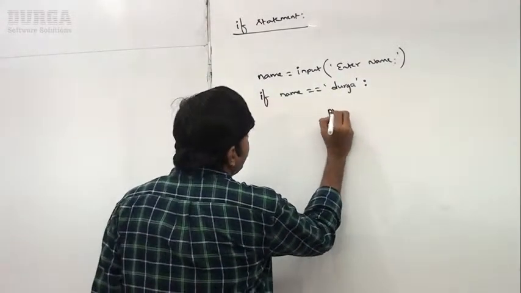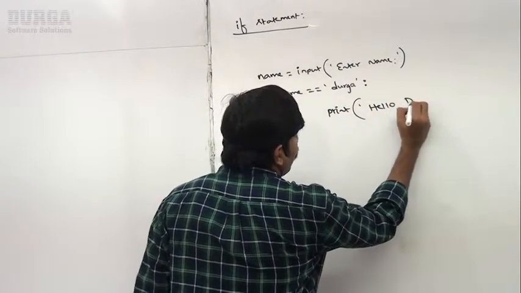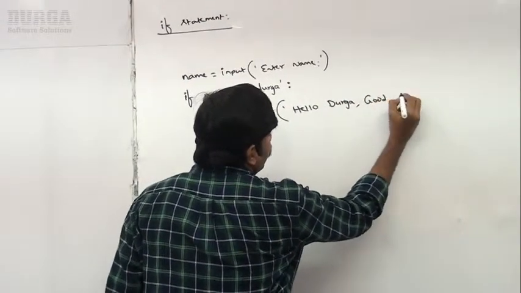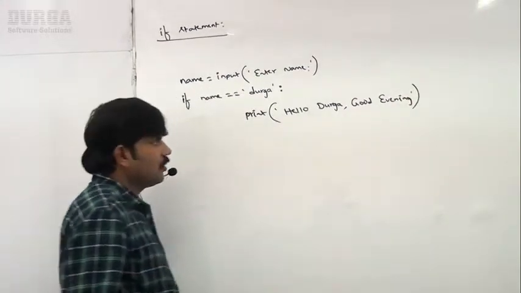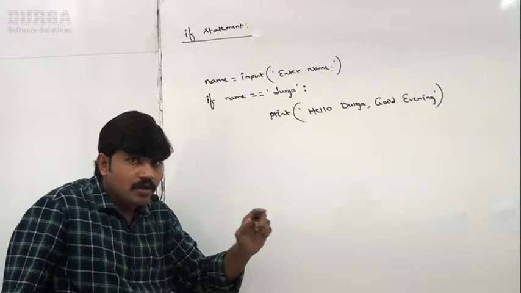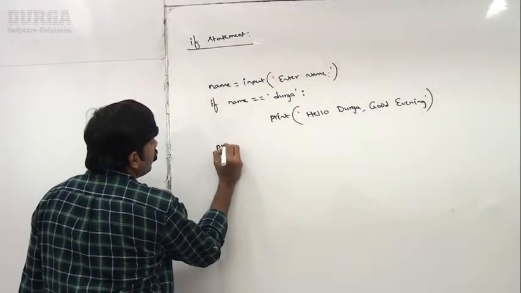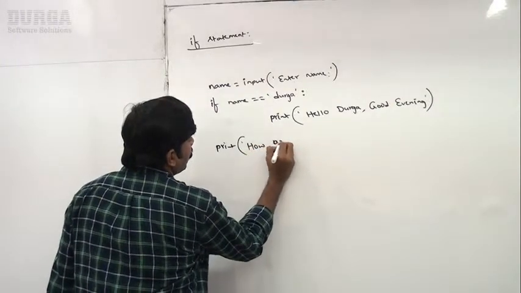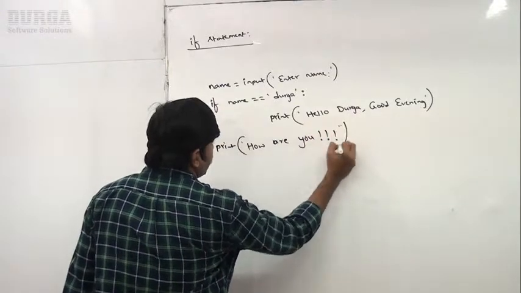Sir, print of hello Durga, good evening, like this I am taking, sir. If name double equal to Durga, print of hello Durga, good evening. Now I am taking print of how are you, like this, right?